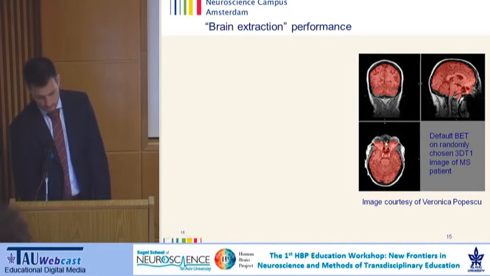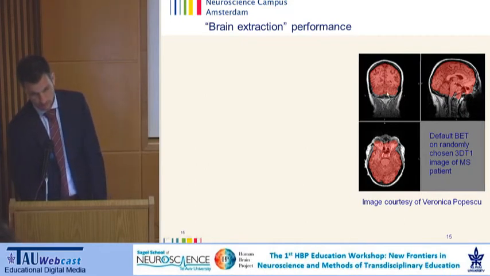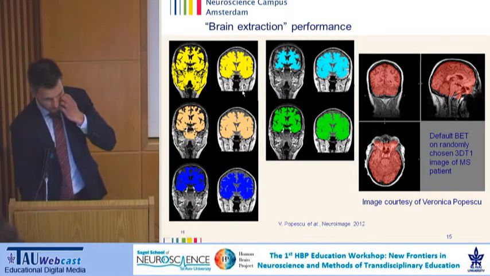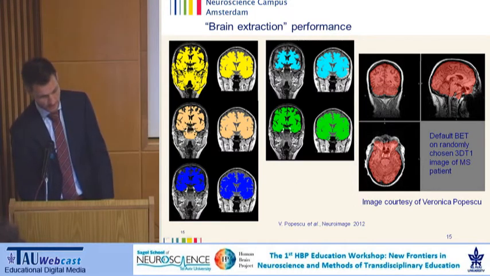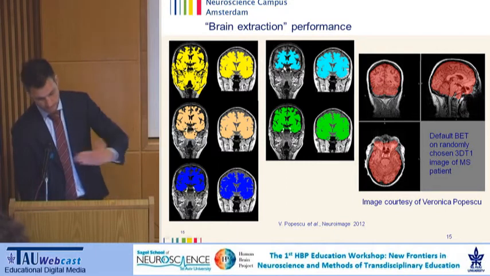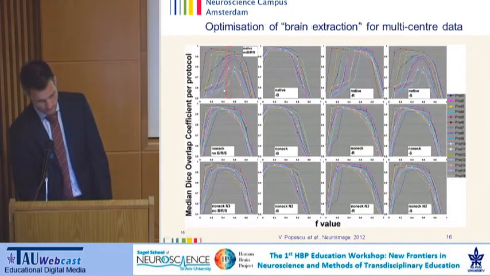And as you can see here, part of the eyes and the orbital fat is included, and part of the cerebellum is excluded. And if you want to measure what the brain volume is, that's probably not a good idea to start by cutting off part of the brain, and also including regions that are definitely not brain. So we did a study to quantify that performance, and this is just showing you, in two different images of two different patients, the output of various different settings of this software.